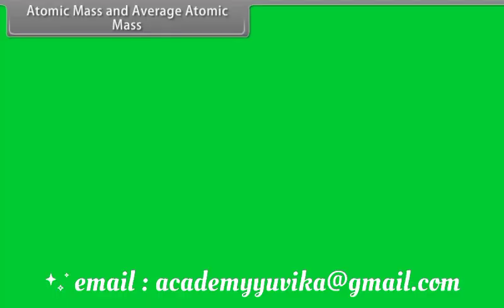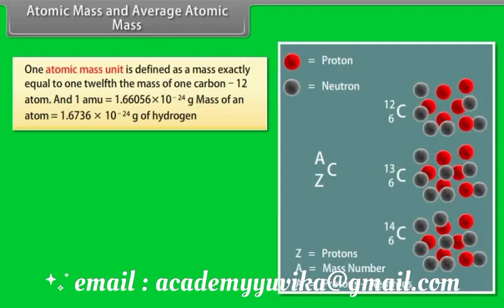Atomic mass and average atomic mass. One atomic mass unit is defined as a mass exactly equal to 1/12 the mass of one carbon-12 atom. And 1 amu is equal to 1.66056 × 10^-24 gram.